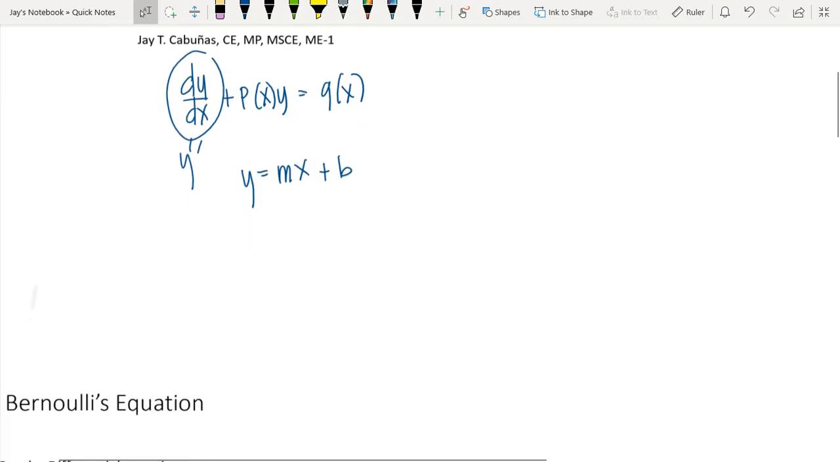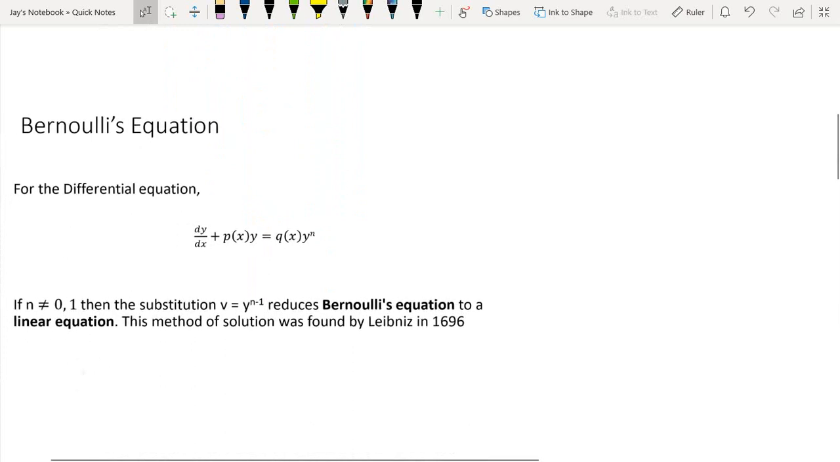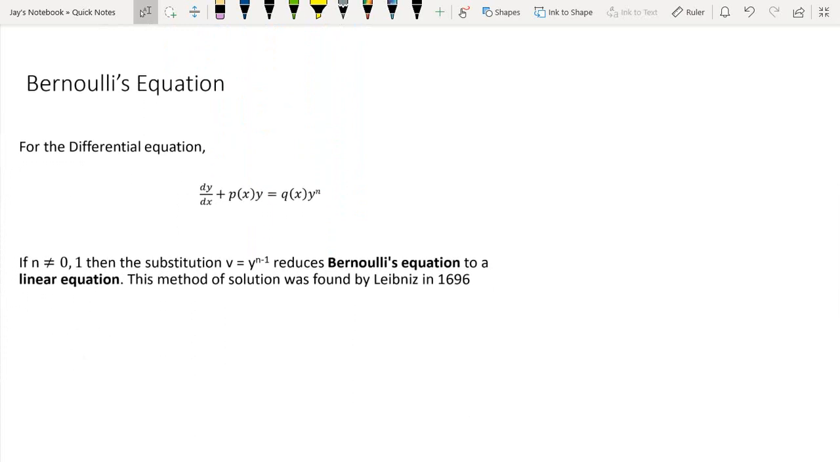So let's first define Bernoulli's equation and the concept behind it. We can say that an equation is a Bernoulli's equation if it follows this form: dy/dx plus p(x)y is equal to a function of x times y raised to n. It is quite similar to the linear form. However, the only difference is that it has a variable y raised to n at the rightmost of the equation, and n there is not equal to 0 or 1.